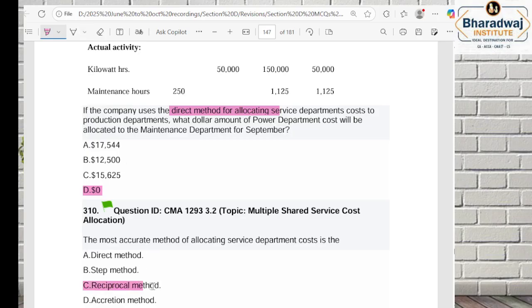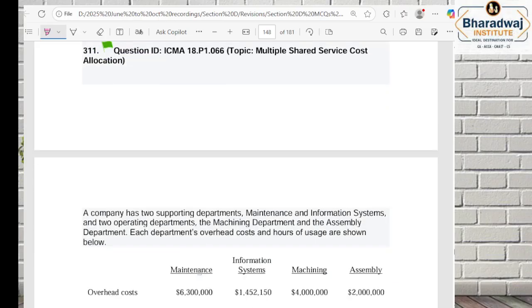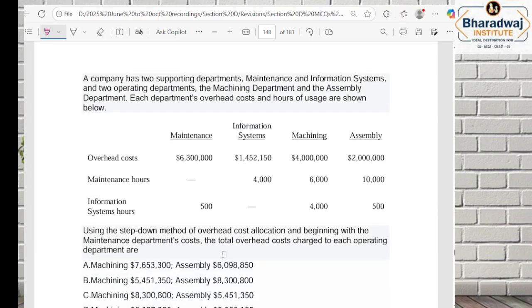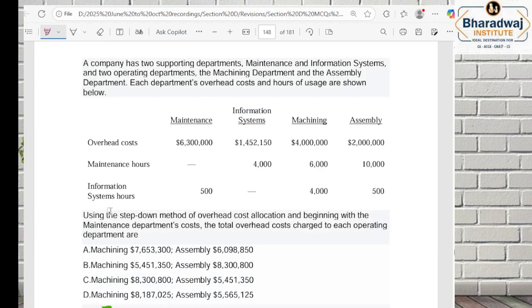The most proper way is reciprocal way, because definitely production department will render service to production department. Step down method, beginning with maintenance department cost. Total overhead cost to each operating department is, first start with maintenance department. Allocate the cost to info systems, machining and assembly. Then take info system, allocate it only to machining and assembly, and get the total cost. We'll do that.